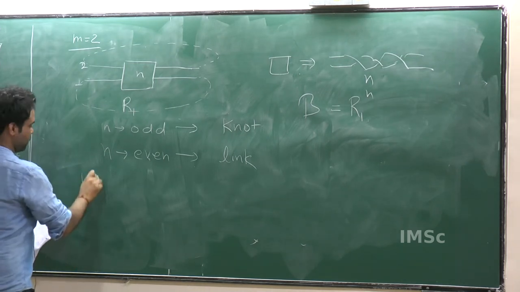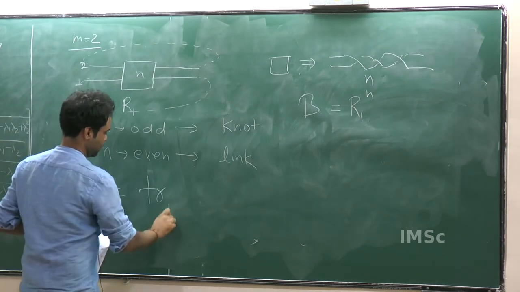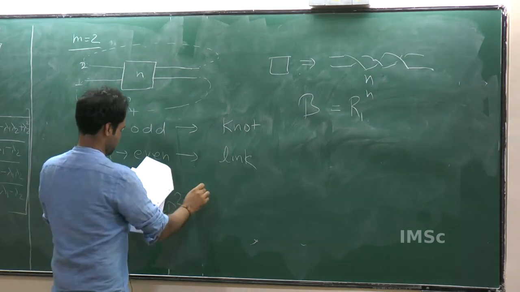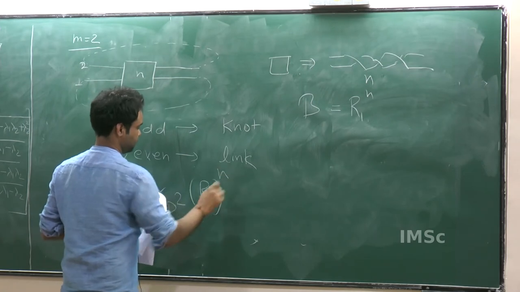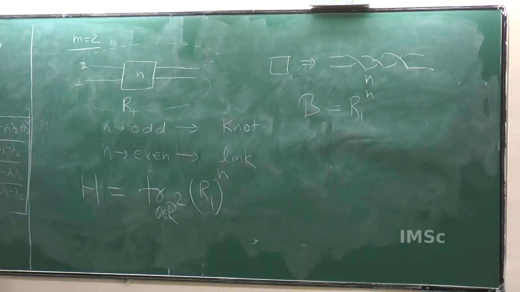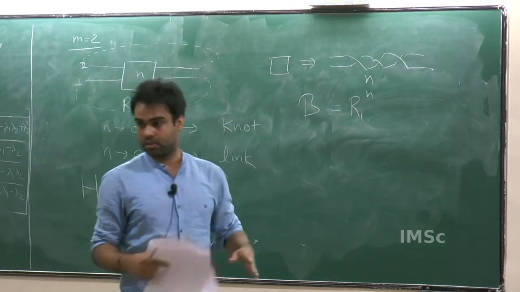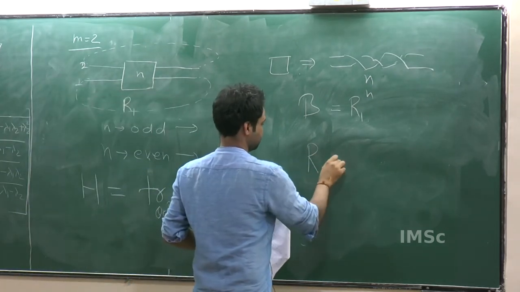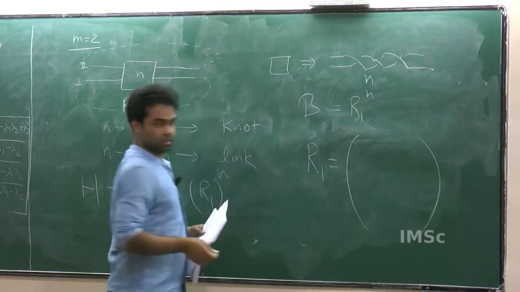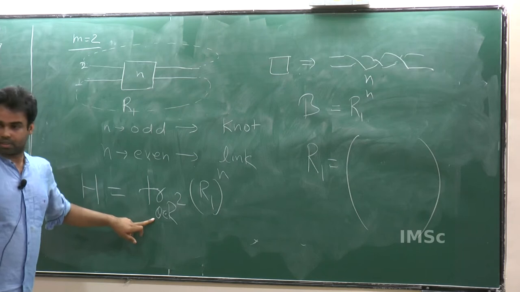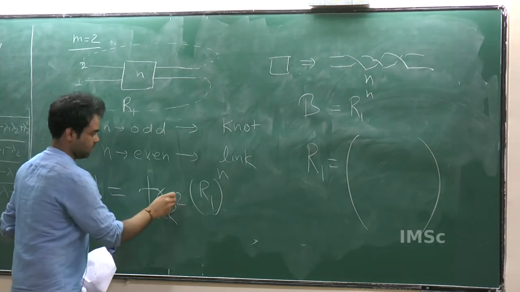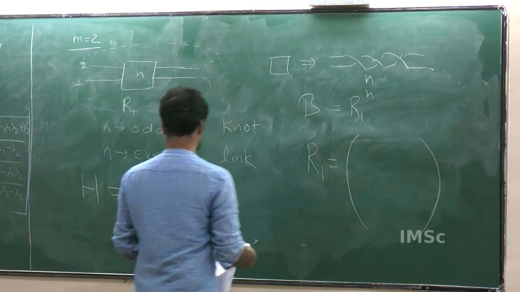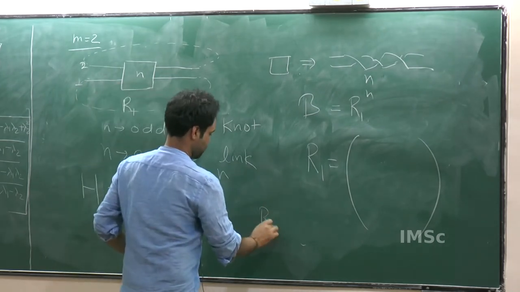So the HOMFLY polynomial is nothing but the trace over R squared, that's your Q, and R1 to the power n. Yeah, that's the invariant according to that. So what R1 is nothing but, if you take the trace over this Q, the irreducible representation of R1 squared. Suppose if you take R cross R, you'll get a Q.